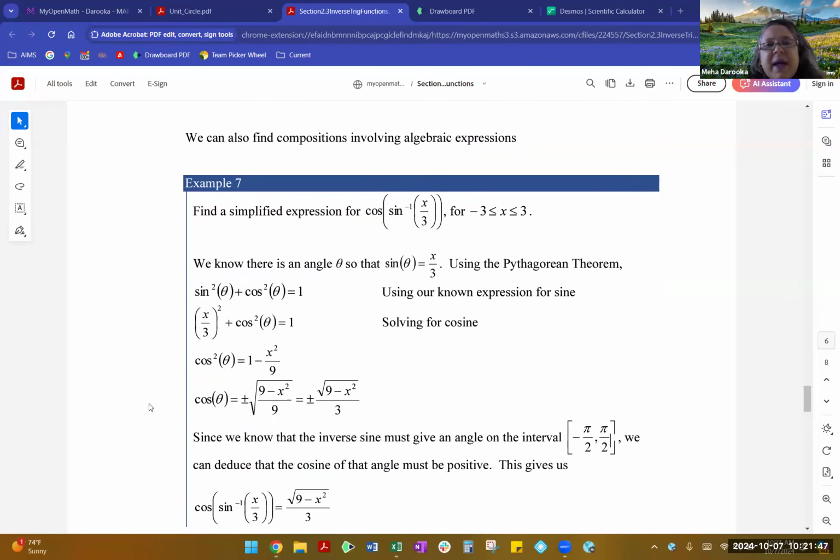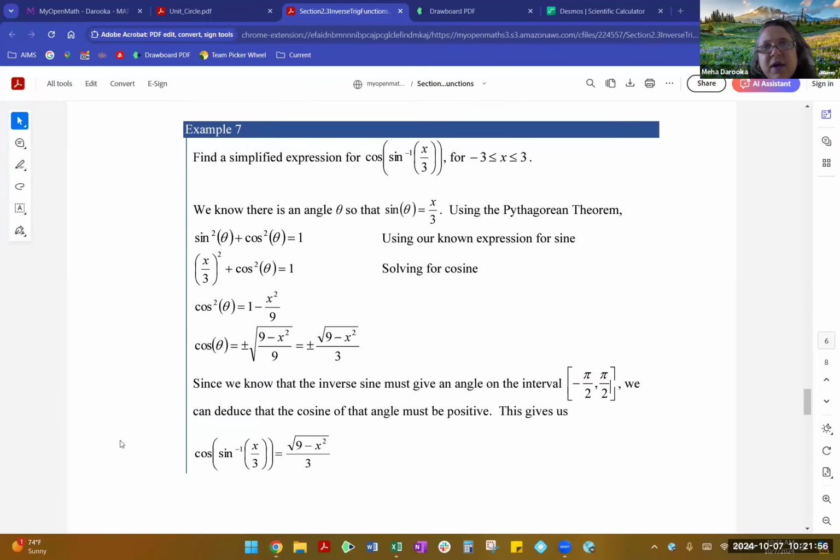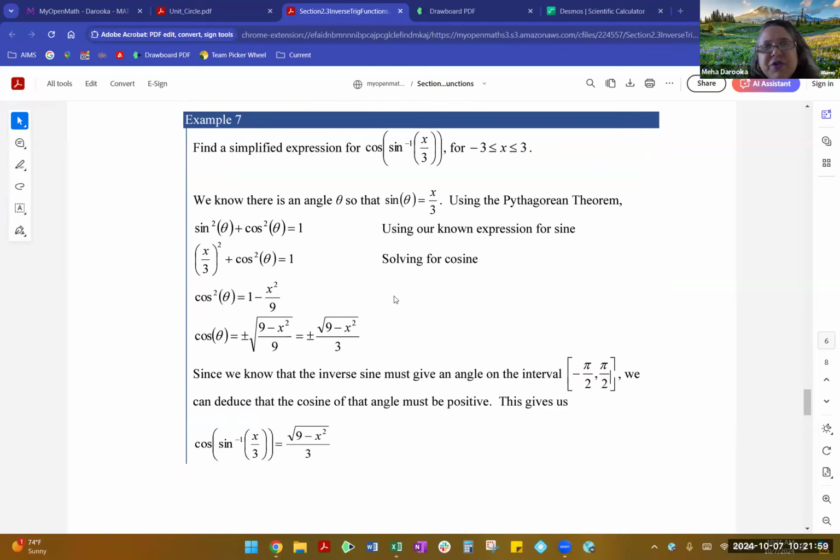So this one is talking about using algebraic expressions within the composition of functions and using that to break this down and evaluate our function expression here. So you can see we have cosine of sine inverse of x over 3, and they're telling us the value of x is going to be between negative 3 and positive 3, including the endpoints, because you've got less than or equal to in both of them. So x can be anywhere between negative 3 and positive 3, including the endpoints.